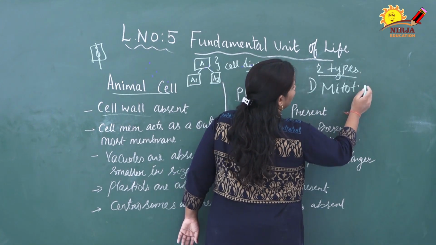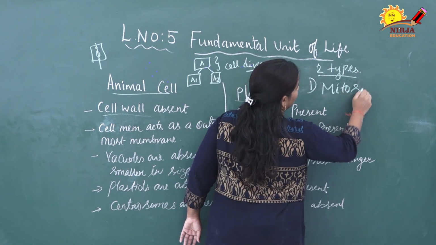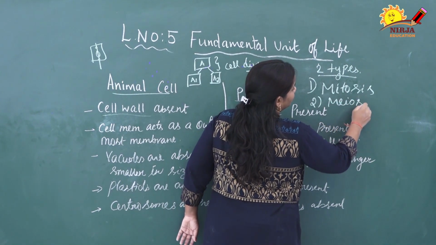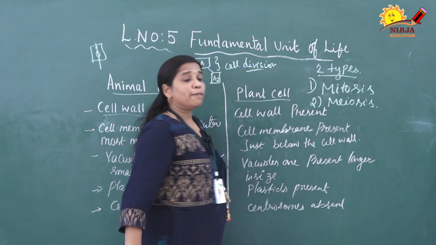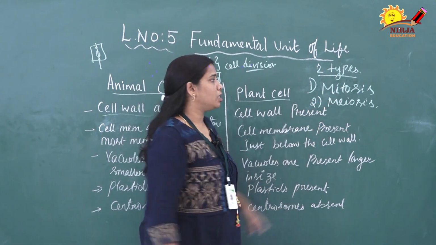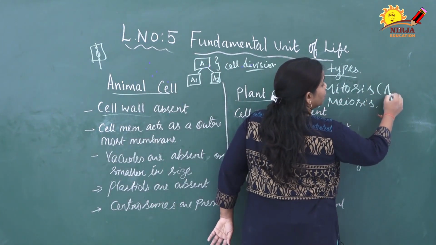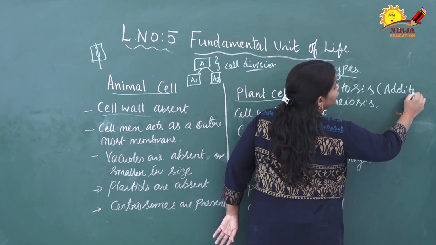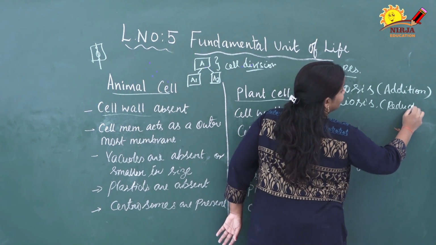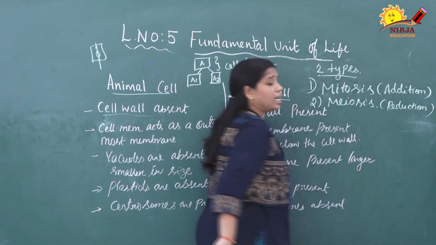One is mitosis. The second one is meiosis. One is mitosis cell division, another one is meiosis cell division. This mitosis cell division we can also call addition cell division. This meiosis cell division we can call a reduction cell division.